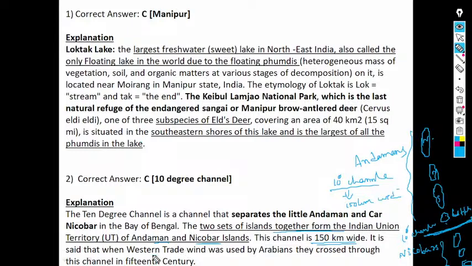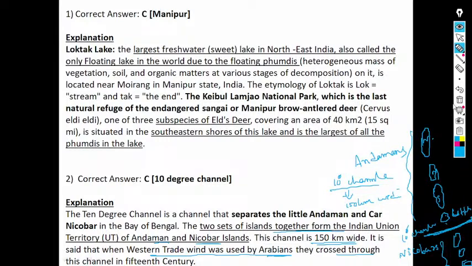It is said that the western trade winds were used by Arabians. They crossed through this channel in the 15th century, particularly this 10-degree channel, when they wanted to cross the islands.